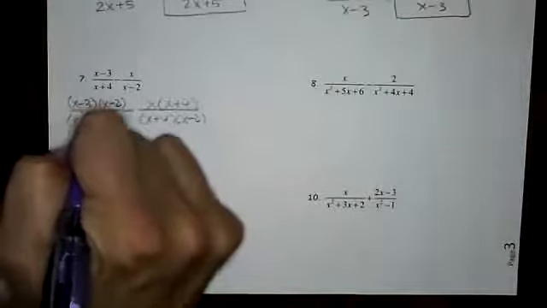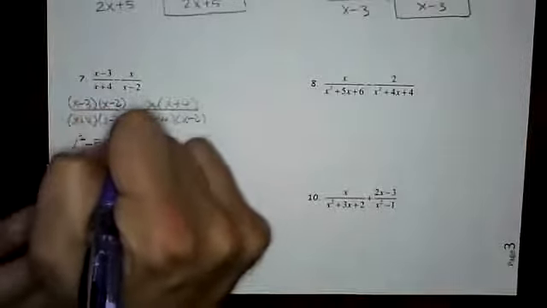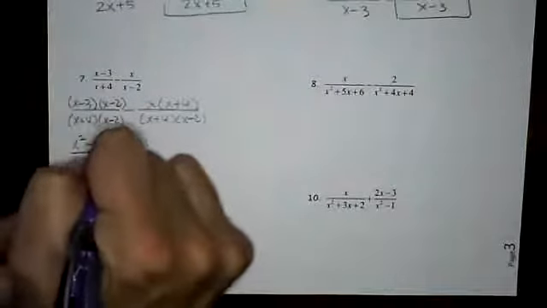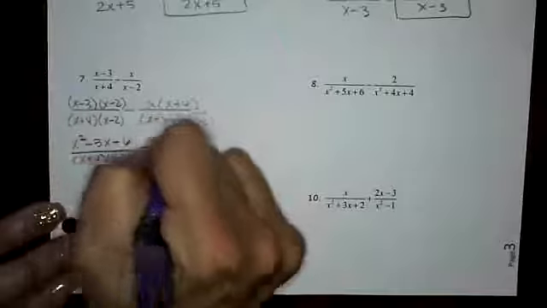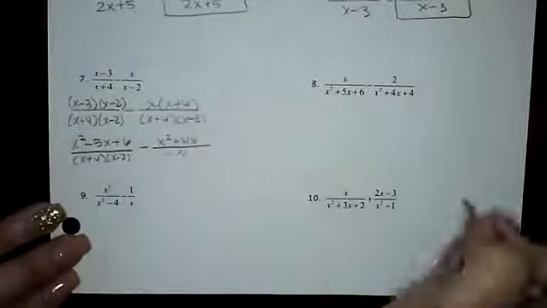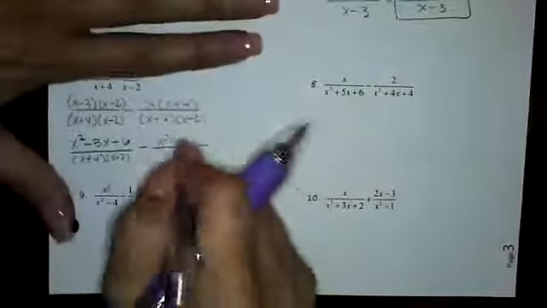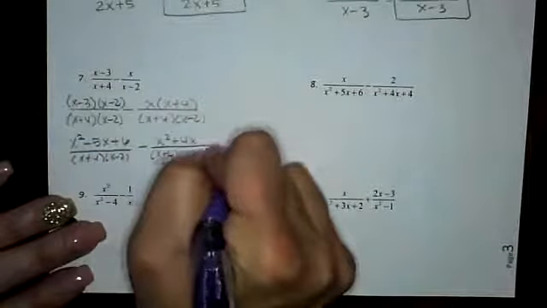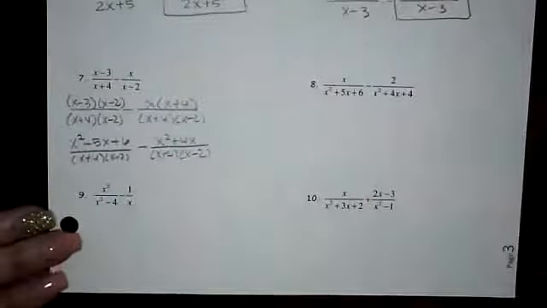So we get x squared minus 5x plus 6. I'm going to leave my denominators the same. And x squared plus 4x. Oops. Sometimes I write quotation marks there just so I won't have to write it over and over again. So we'll go ahead and write it. Now we're ready to do the subtraction.